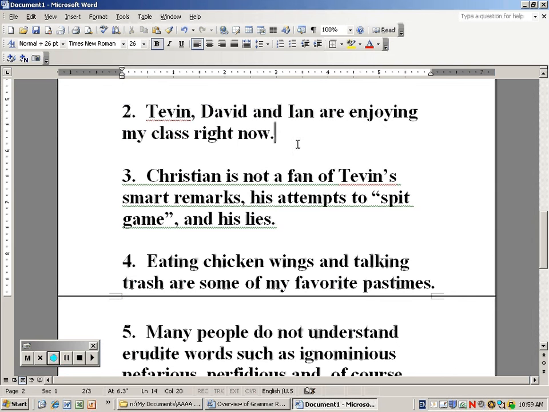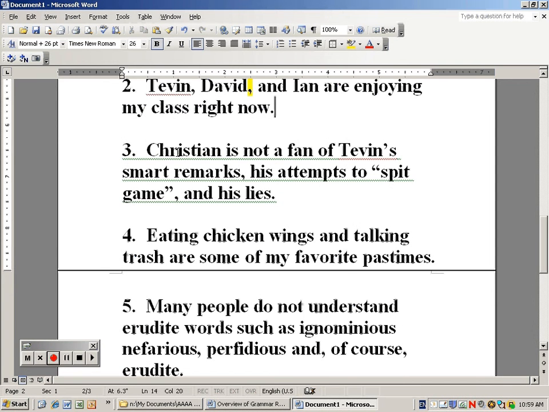Number 2. Tevin, David, and Ian are enjoying my class right now. Well, if we apply the rule, in a list of 3 or more linked with "and," we put a comma after all of them except the last. We're missing the comma right here after David. So I give it a highlight, and that is what was incorrect.